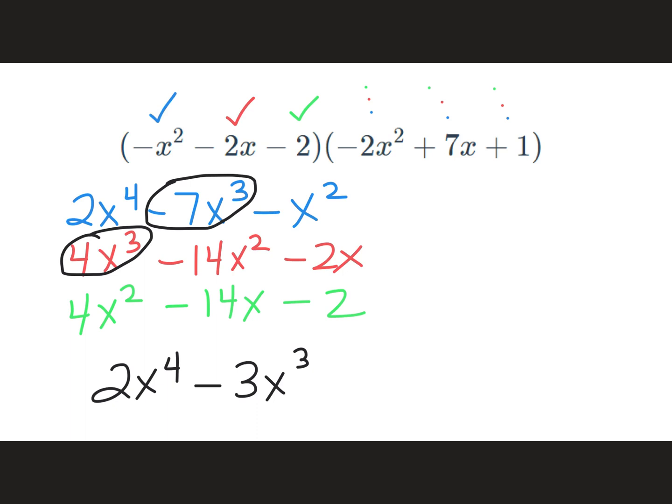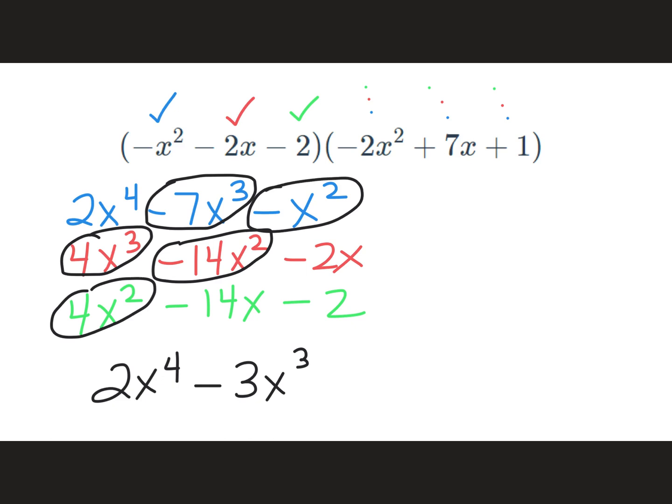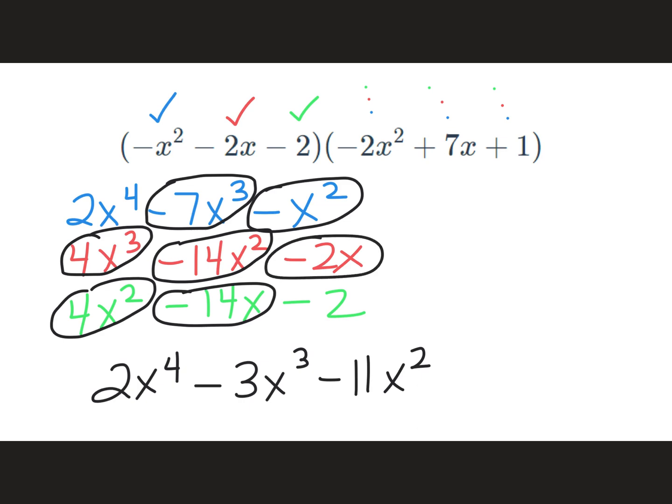And then, look right here, I love this. This is in a diagonal. These are all x squareds. So 4 plus negative 14 is negative 10, and then another negative 1 is negative 11, x squared. Then I have negative 14x and negative 2x. That's negative 16x, and then minus 2. There you go. I'm done.